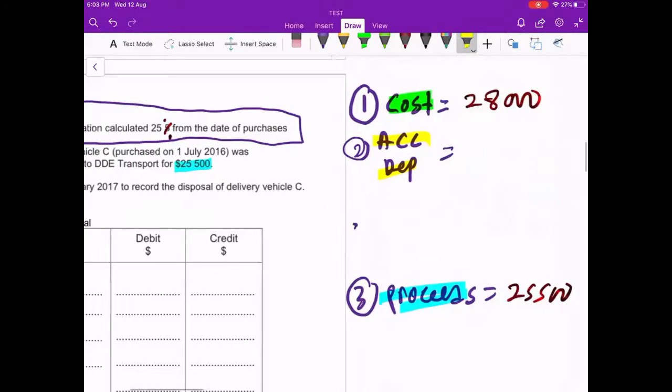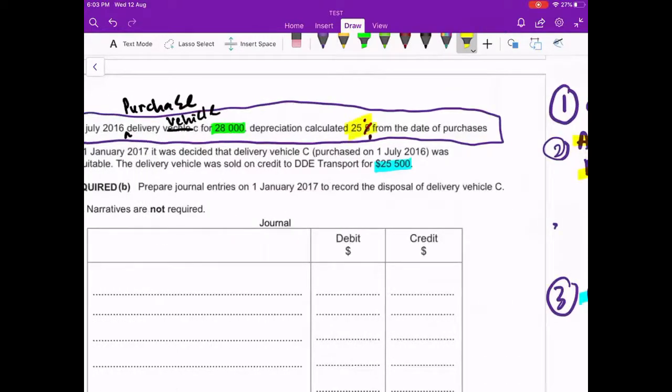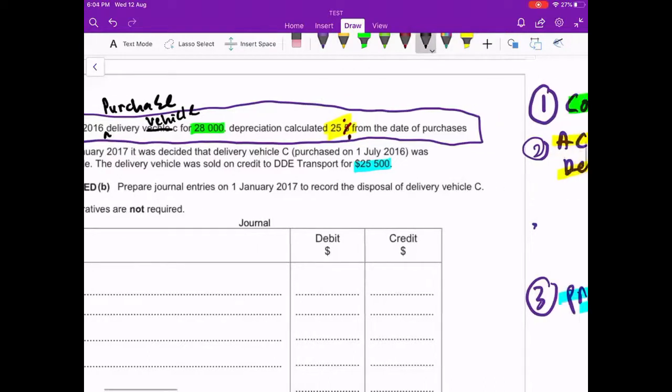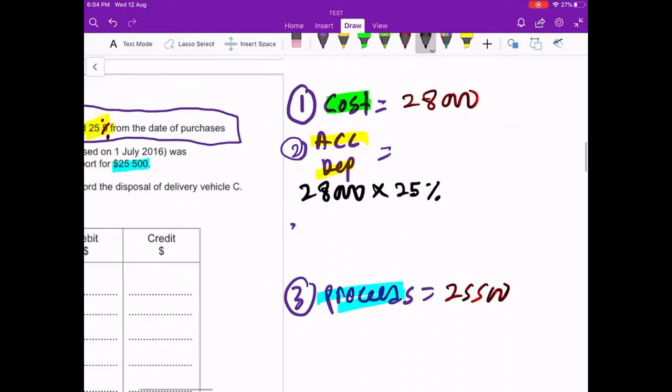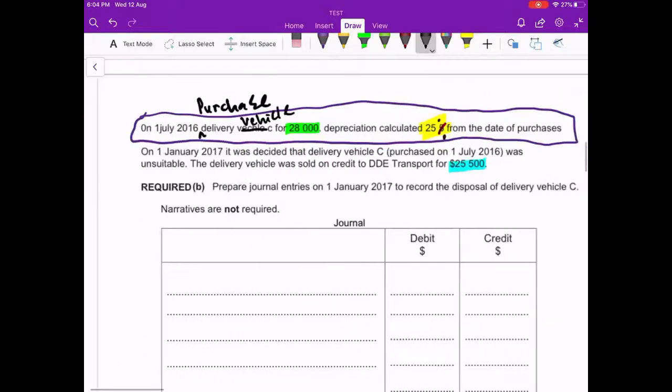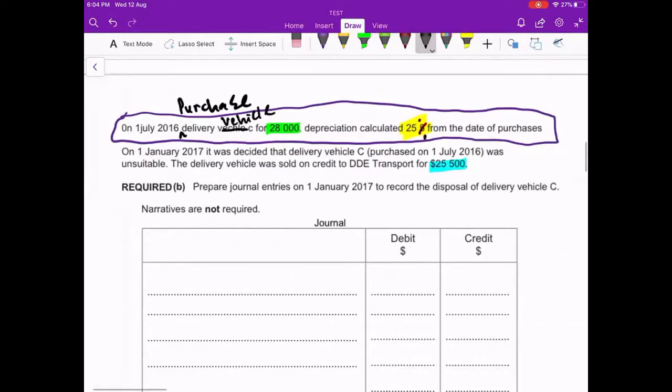You need to calculate. How to calculate? Using 25% from 28,000. So watch me. I calculate the accumulated depreciation. The accumulated depreciation is 28,000 times 25%. But wait. Did you use the asset for 1 year? You buy the asset on 1st July 2016, and then you sell the asset on 1st January 2017. So you use how many months?